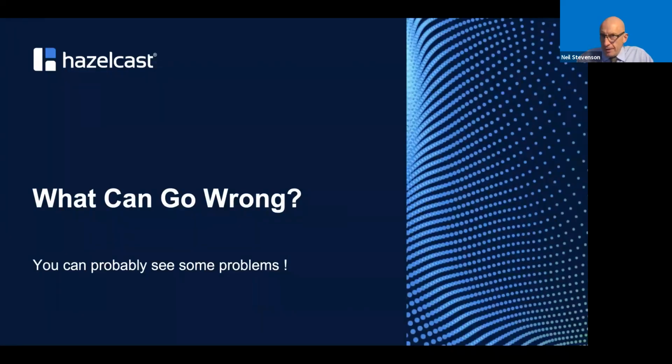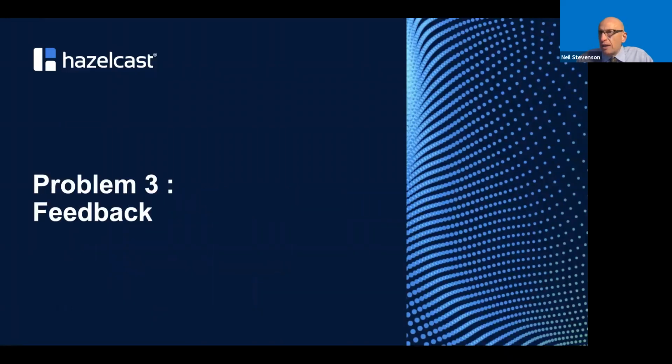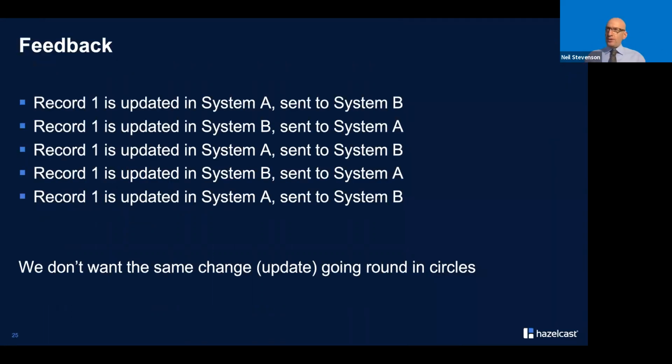Now this is where it really starts to go wrong. And I'm sure you can see problems. The biggest problem really is feedback. So you might make a change to a data record in system A, which sends it to system B. Well, that's an update to system B. The CDC system sees that as an update and sends it to system A. That's an update in system A. The CDC system sends it to system B, et cetera, et cetera. As it goes round and round and round, your same data is changing.